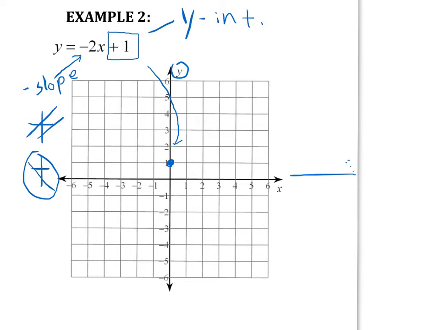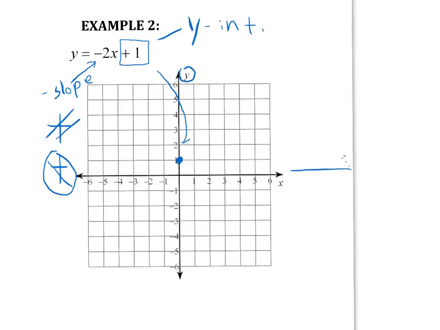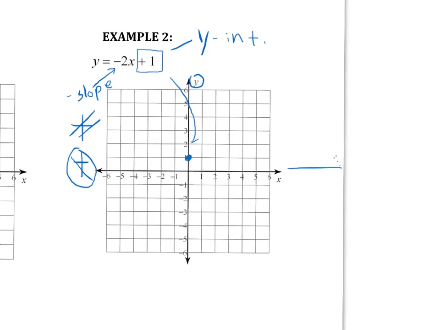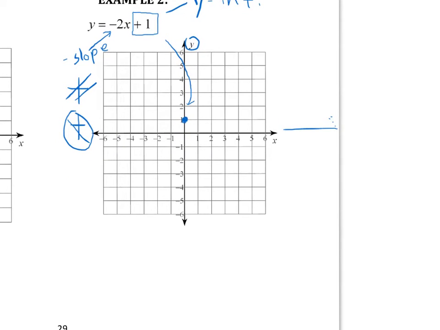All right, here's where the second part comes in, or the third step, I should say. The third step is we need to, let me zoom out just a hair, we need to write the slope. So I'm going to come underneath. Again, my slope is m equals rise over run.